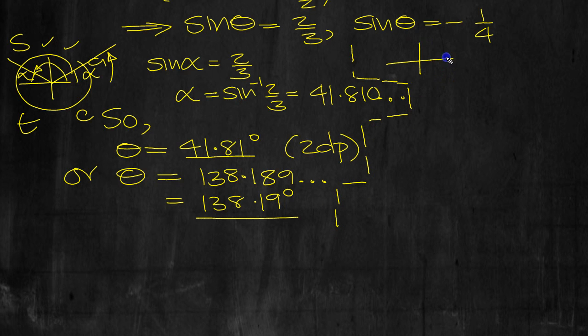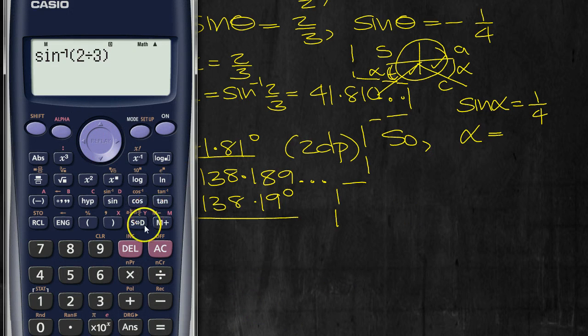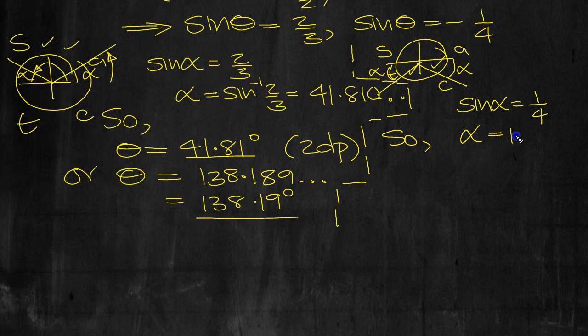Okay, so let's draw a circle. CAST. Sine is positive here and here, and it's negative there and there. Draw 2 lines, mark off the alpha, the associated acute angle, and write down sine alpha as a quarter. Shift sine a quarter then. Shift sine of 0.25. 1 divided by 4, or 0.25. 14.477. So that's alpha. So theta is equal to then.